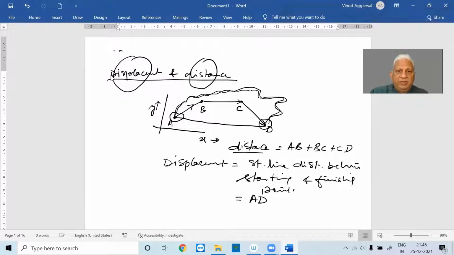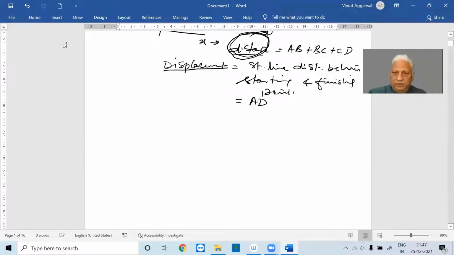So the main difference between distance and displacement is, in distance, whichever path you take, the actual contour of the path that you have traveled is taken care of. While in displacement, it doesn't matter whichever way you go, you take this path or you take this path, the displacement is always taken as a straight line between the first point, the starting point, and the end point, right? Okay.